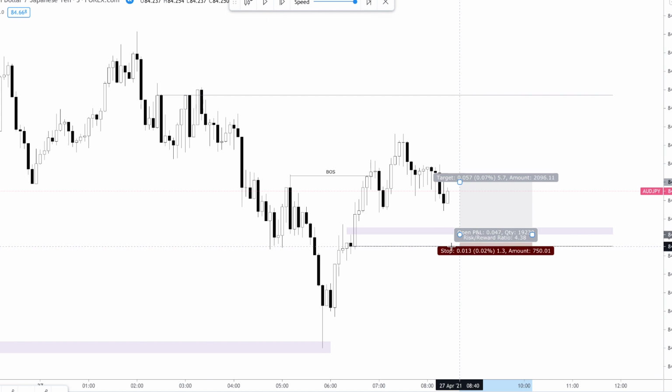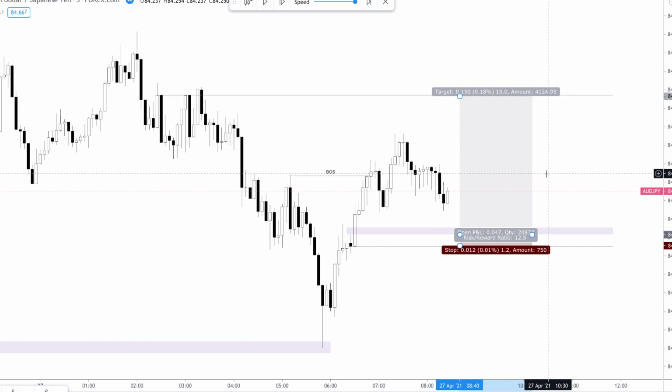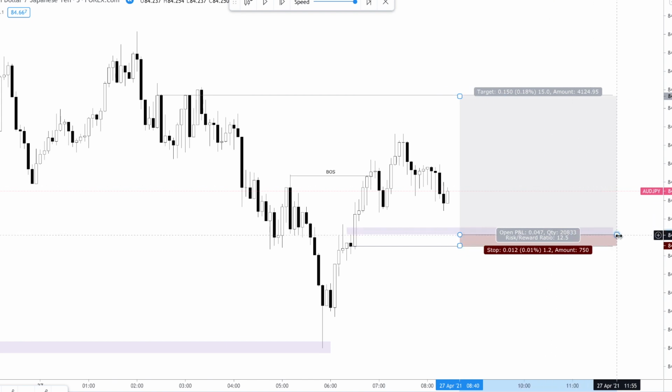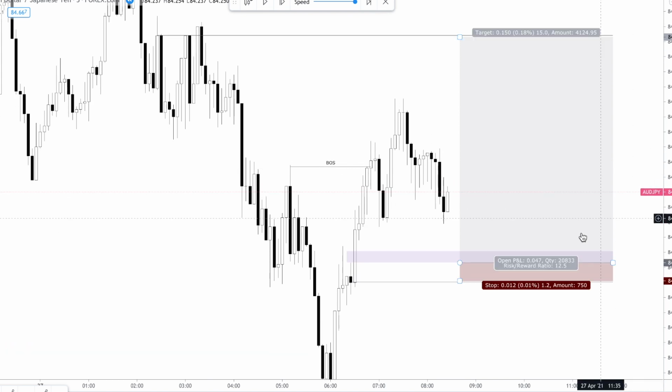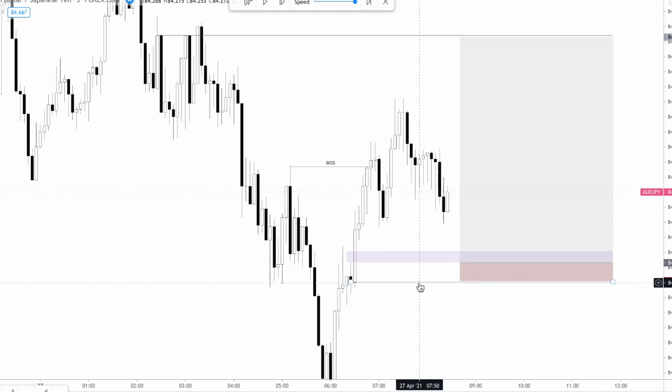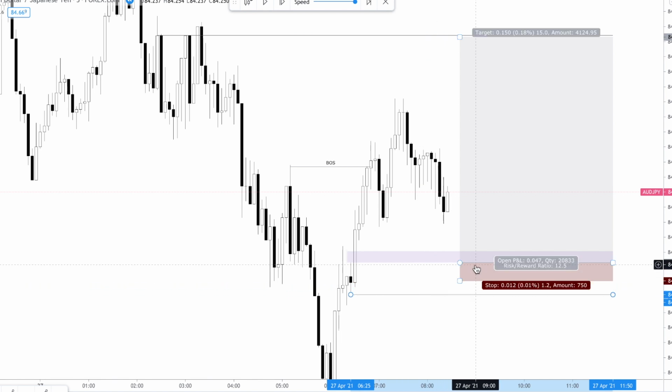So my stop loss is 1.2 pips. And my take profit 15, which gives me a 1 to 12. So personally, I only trade 1 to 10s. And a lot of people are like, oh, spread, da da da da da. When you're trading smart money, you don't really have to worry too much if your entries are perfectly precise.